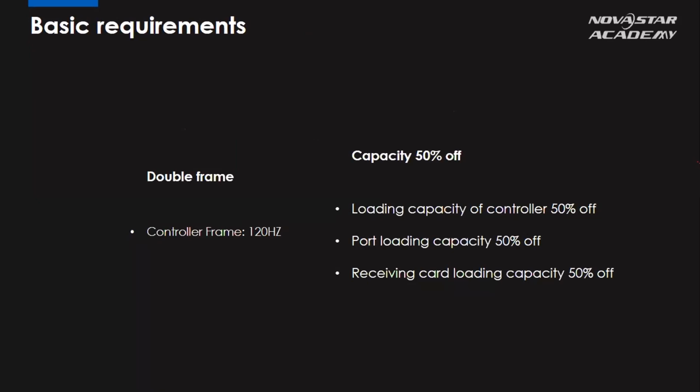If you know some basic knowledge of how our controller works, you will know that if we set the controller frame rate to 120, accordingly the controller loading capacity will drop 50%. That is because of the logic inside the controller. If the controller drops 50% of its loading capacity, then averaged to each port, and the receiving card as well, there will be a 50% loading capacity drop if we use it for the 3D solution. So this is a requirement of the hardware. Let's see the requirements of the 3D video too.